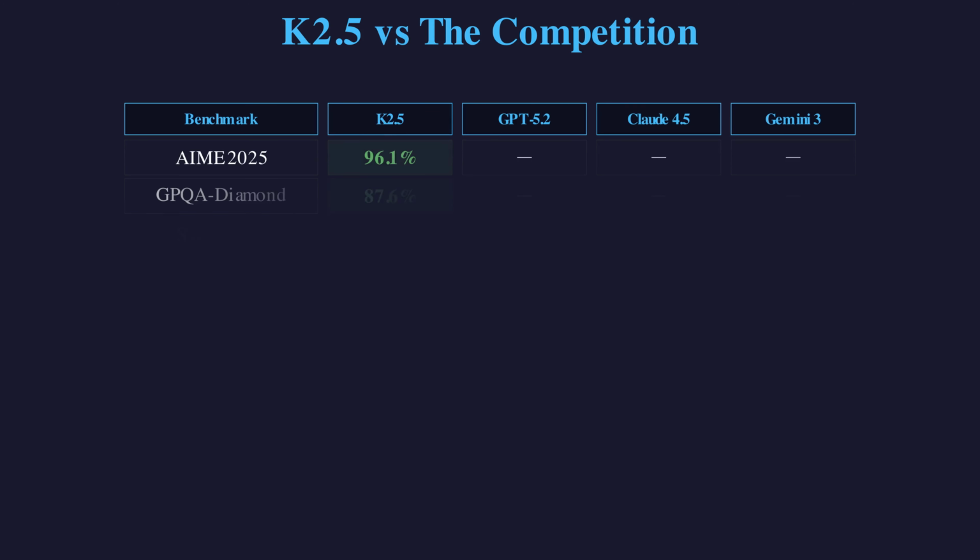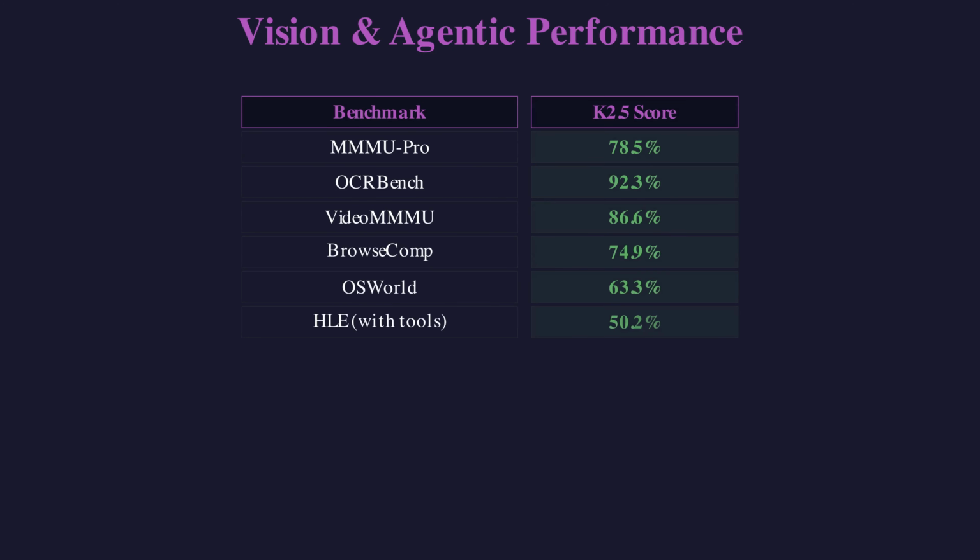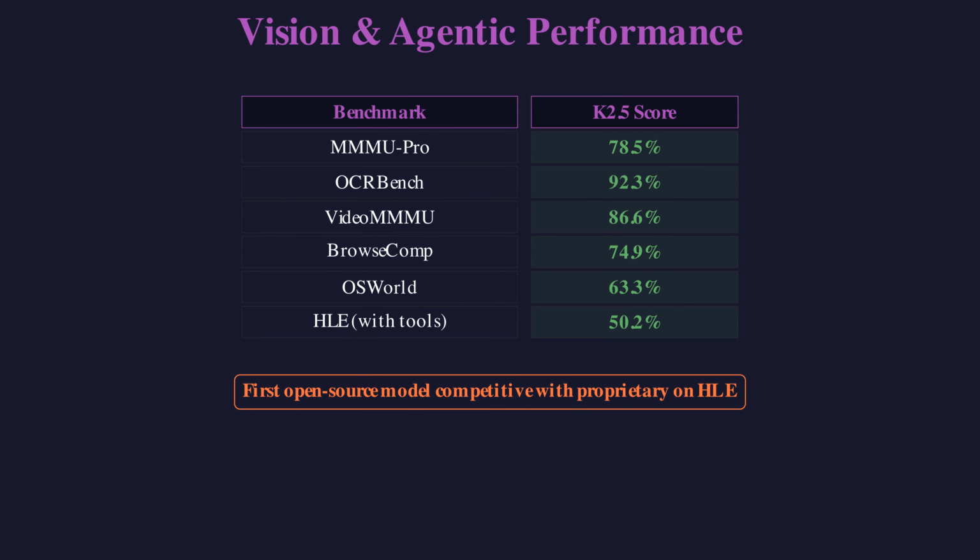Let's talk actual numbers, because claims are cheap and benchmarks are what matters. On reasoning tasks, Kimi K2.5 scores 96.1% on AIME 2025 and 87.6% on GPQA Diamond. On coding, it hits 76.8% on SWE-Bench and 85% on LiveCodeBench. These aren't just competitive scores, these are frontier-level results coming from a fully open-source model.